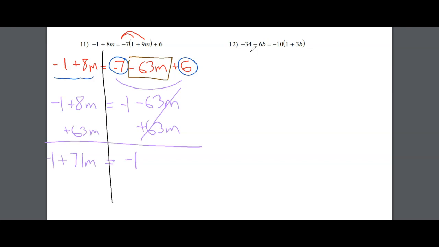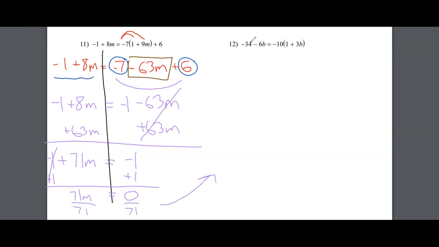The last thing we need to do, well, not the last thing, but one of them, is I need to add this 1 to both sides. So add 1 to both sides. That's going to give me 0, and then 71m equals, again, 0 on this side. Last step would be to divide by 71.